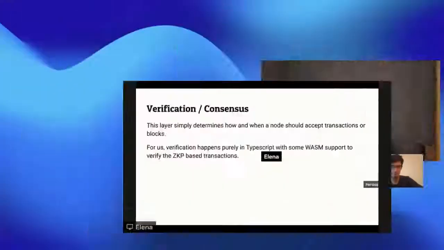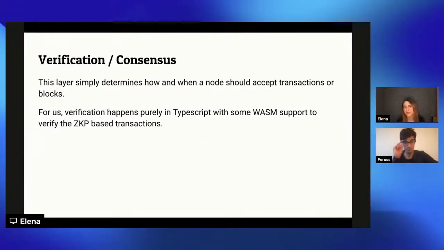Cool. And then I think the last layer is verification and consensus. Consensus is kind of a fancy word for the list of rules that a node needs to follow in order to accept transactions or blocks. That's it. Sometimes there are consensus rules for the network, but those are rare. Well, maybe not rare. Anyway, for us, what is verification? Is this transaction valid? Is this block valid? A lot of those checks can be done purely in TypeScript. They're pretty cheap to do.